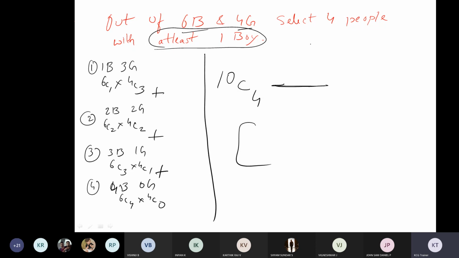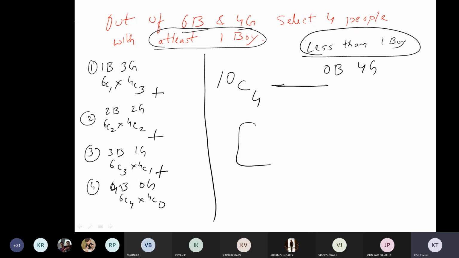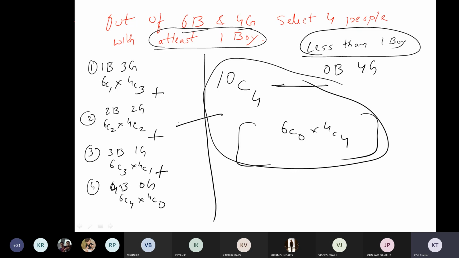We have to select less than 1 boy. That is opposite to that. Less than 1 boy means 0 boys and all 4 girls, because anyhow I have to select 4 people. So if I have 0 boys, then I need to make the 4 people from all the 4 girls. Then your answer becomes 6C0 into 4C4. So the answer is 10C4 minus this one, and both answers are the same. And you can see clearly how much time is saved comparing the normal method and the shortcut method.